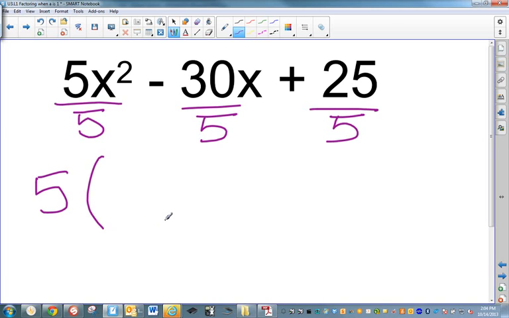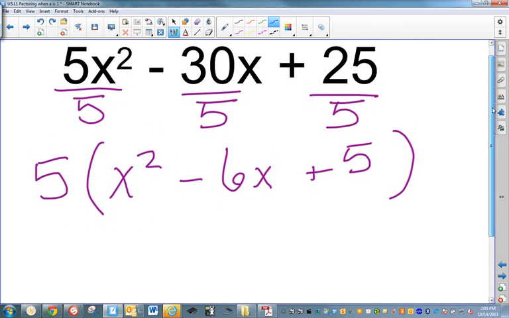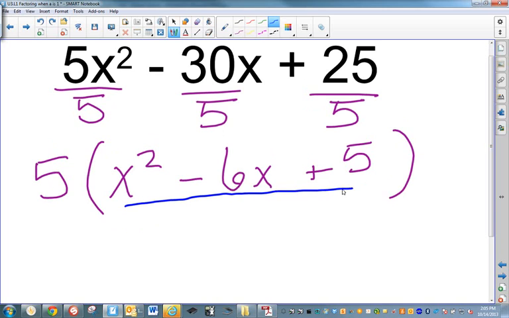So when you factor a 5 out, you get x squared, because 5x squared divided by 5 is x squared, minus 6x plus 5. So now, look at our problem. X squared minus 6x plus 5, we can factor that. Bring the 5 straight down, and go ahead and work on factoring that. Notice the 5 just comes down. We just factor the 5 out, like how in the last problem we factored an x out.